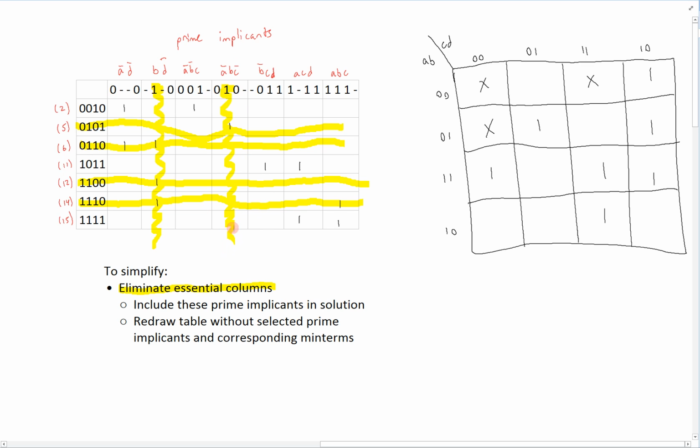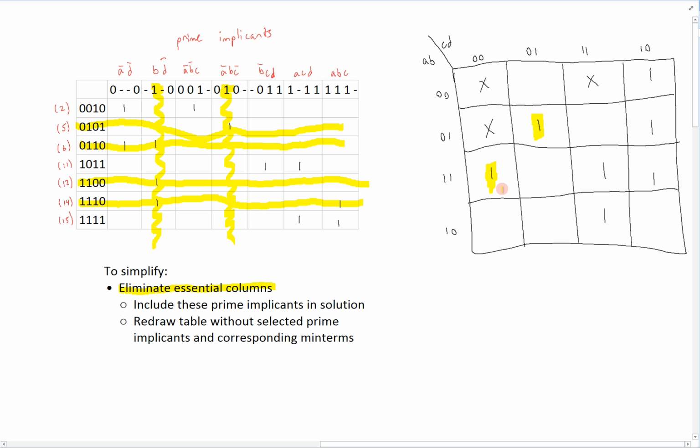And so now we say that we include B D bar and A bar B C bar in our solution set, and we redraw the table without these selected prime implicants and the corresponding minterms, which we have crossed out here. So on a K-map, what does this look like? The essential columns covered the following minterms. So this one over here covers 0, 1, 0, 1. Well, 0, 1, 0, 1, that's this term right here. And this essential one covers 1, 1, 0, 0. 1, 1, 0, 0, that's this one right here.